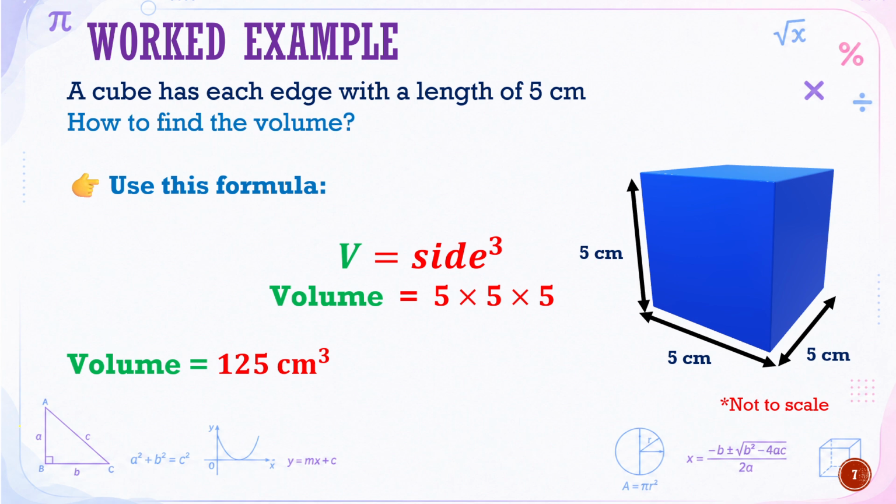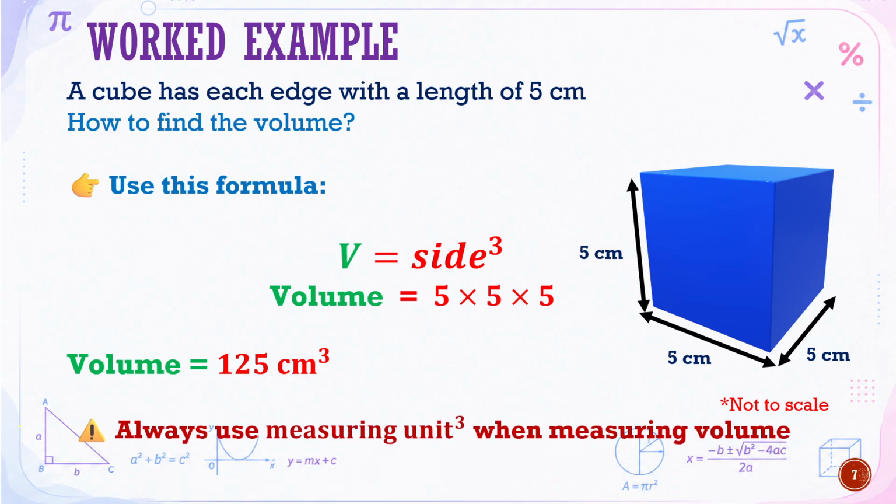And take a look at the measuring unit. It is cube of centimeters, right? So when you calculate the volume, the measuring unit is always going to be cube of that particular measuring unit. All right. So here we are having the sides in centimeters. So we have the volume as 125 cube centimeter.